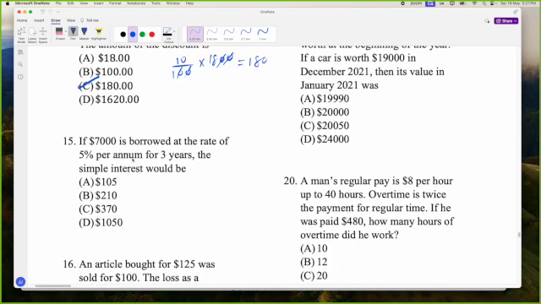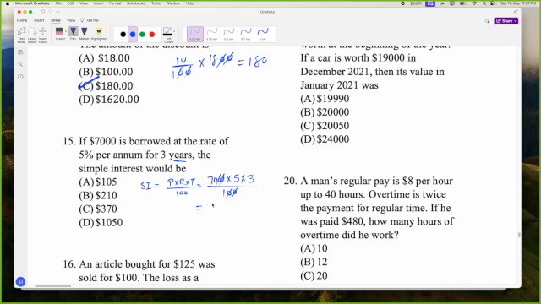Number 15. If 7,000 is borrowed at a rate of 5% per annum for 3 years, the simple interest would be, there is only one thing I know about simple interest. It is principal by rate by time over 100, which will give me the principal is 7,000 by rate, which is 5, by the time, which must be in years, all over 100.